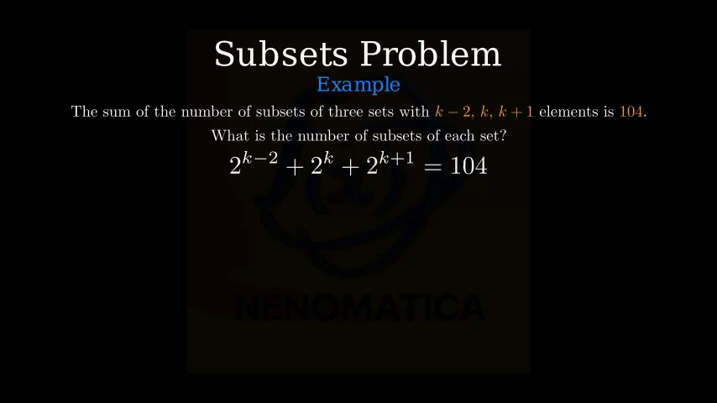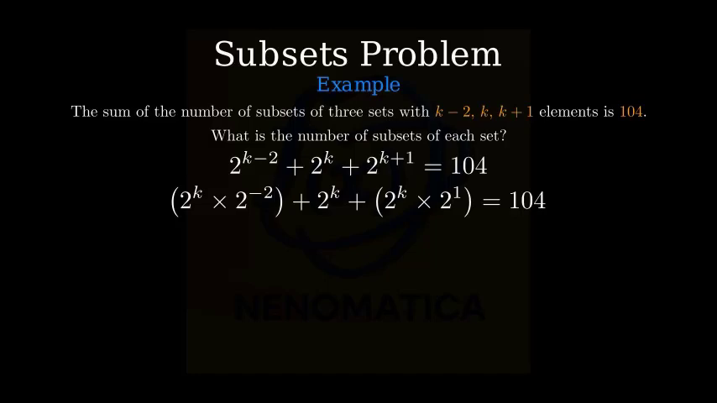The number of subsets of a set with n elements is 2 to the power of n. So we have 2 to the power of k minus 2, plus 2 to the power of k, plus 2 to the power of k plus 1, equals 104. Now, let's express all terms using 2 to the power of k.